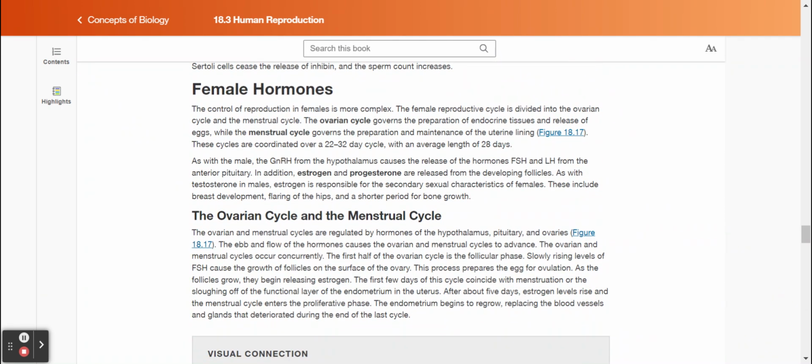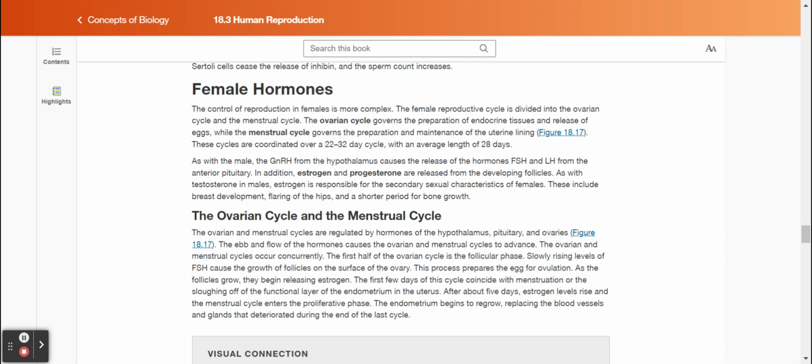Female hormones. The control of reproduction in females is more complex. The female reproductive cycle is divided into the ovarian cycle and the menstrual cycle. The ovarian cycle governs the preparation of endocrine tissues and release of eggs, while the menstrual cycle governs the preparation and maintenance of the uterine lining. These cycles are coordinated over a 22 to 32 day cycle, with an average length of 28 days.